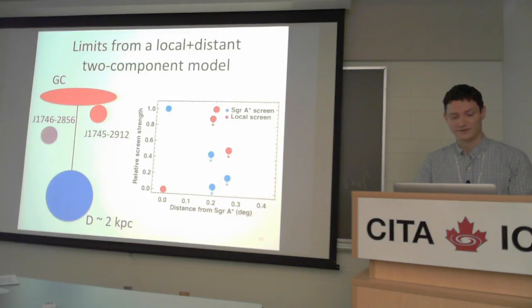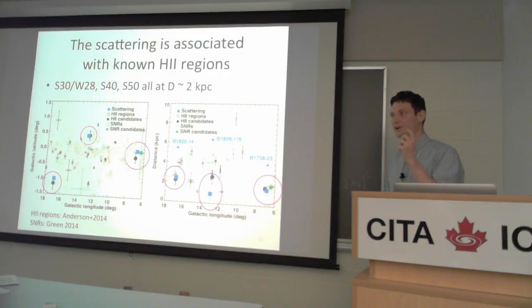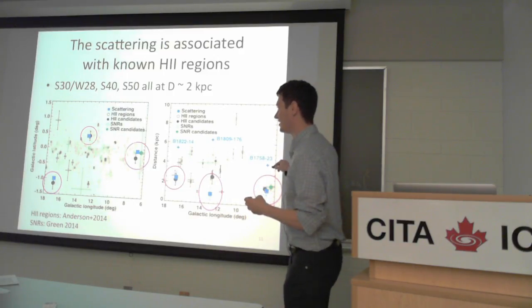Okay, so I want to say for the other 3 sources, the interesting thing that we found is that all 3 of them lie next to H2 regions in 2D that are known, Sharpless, well-known H2 regions that have measured distances. And in 3D, the locations of the scattering that we find all coincide with those H2 regions, so in 3D. So this is shown here as the blue squares.